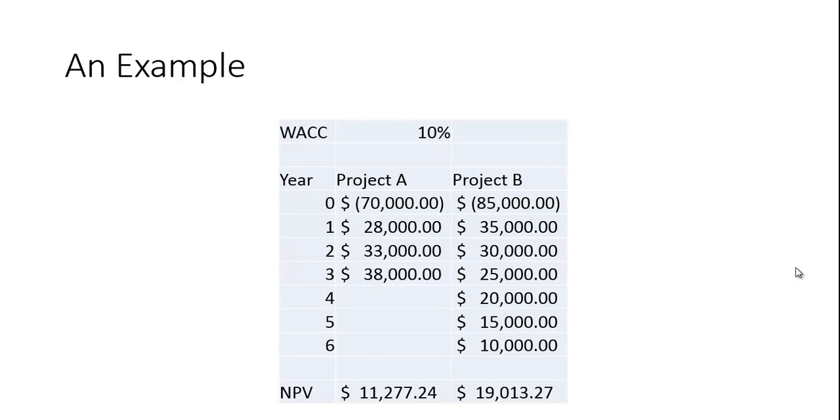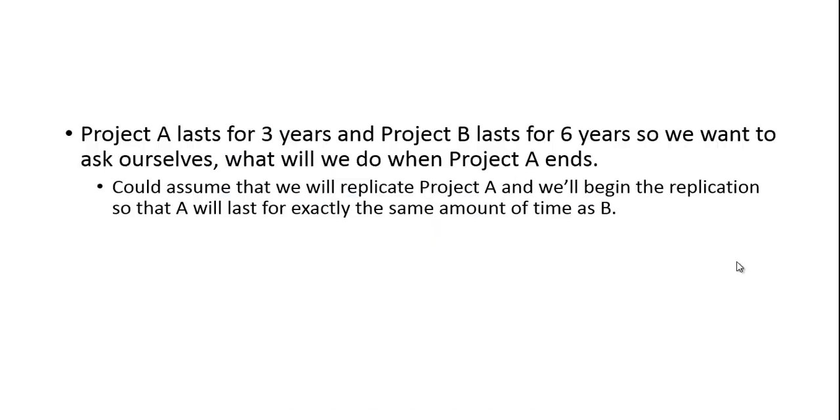And you can see that the NPV of Project A is a little over $11,000. The NPV for Project B is a little over $19,000. So if we were simply choosing right now, we would choose B over A because it has a higher NPV and is going to add greater value to the firm. But perhaps we can do better.